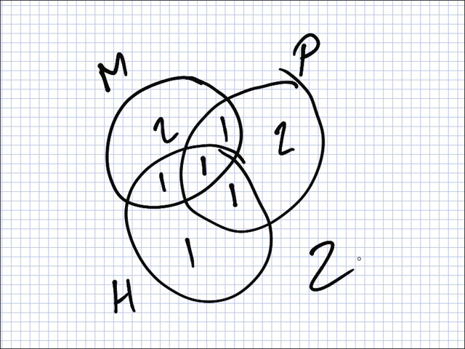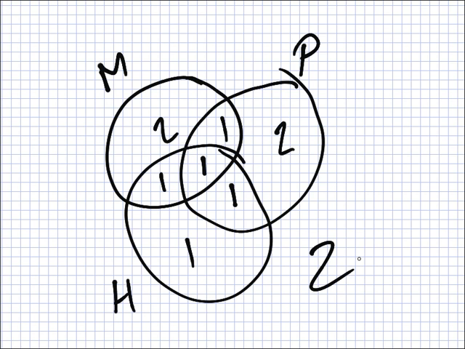How many students study maths and not physics nor history? 2. How many students study physics and not maths or history? 2, yeah. And how many students study history and not maths or physics? 1 then. How many students do not study either maths, physics nor history? 2. How many students study maths and physics but not history? 1. Maths and physics but not history. Yeah, 1.